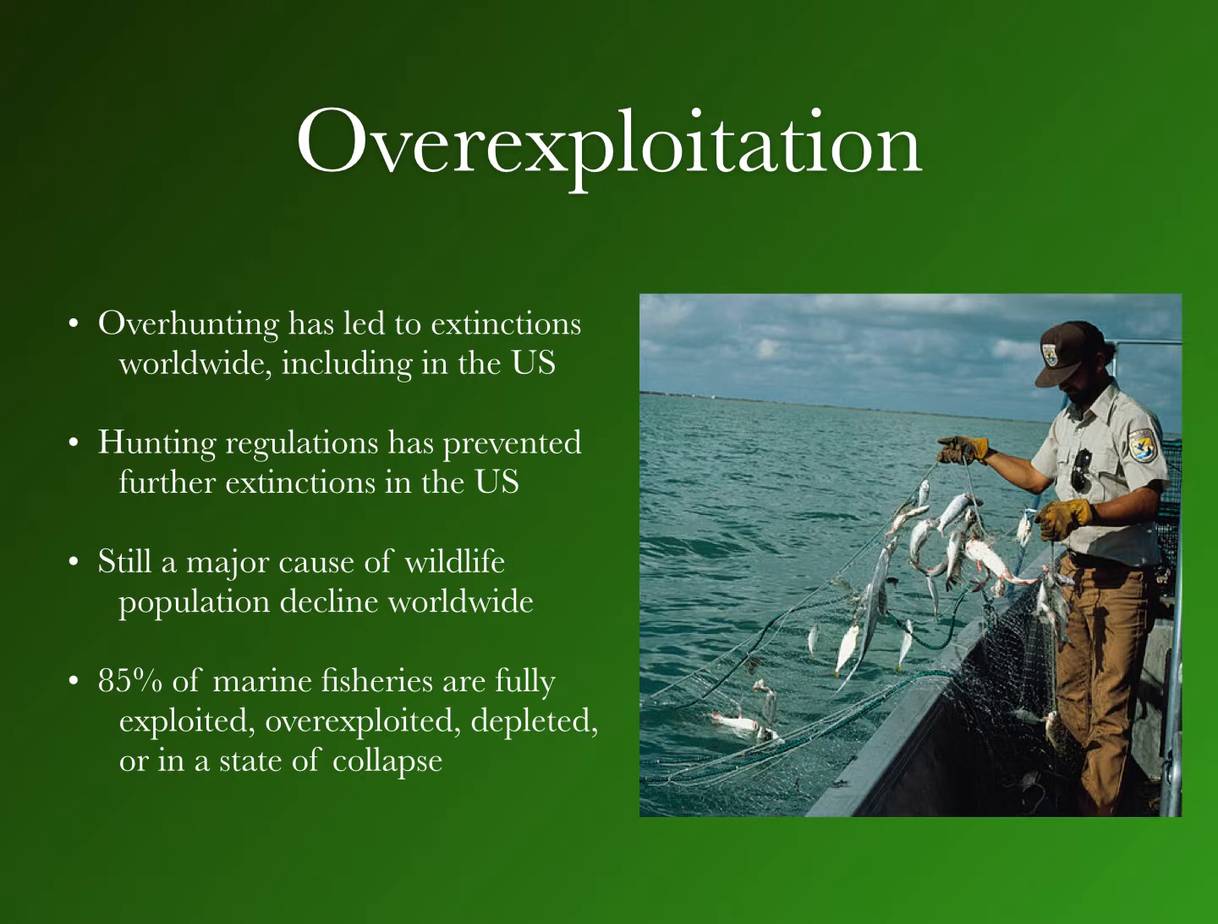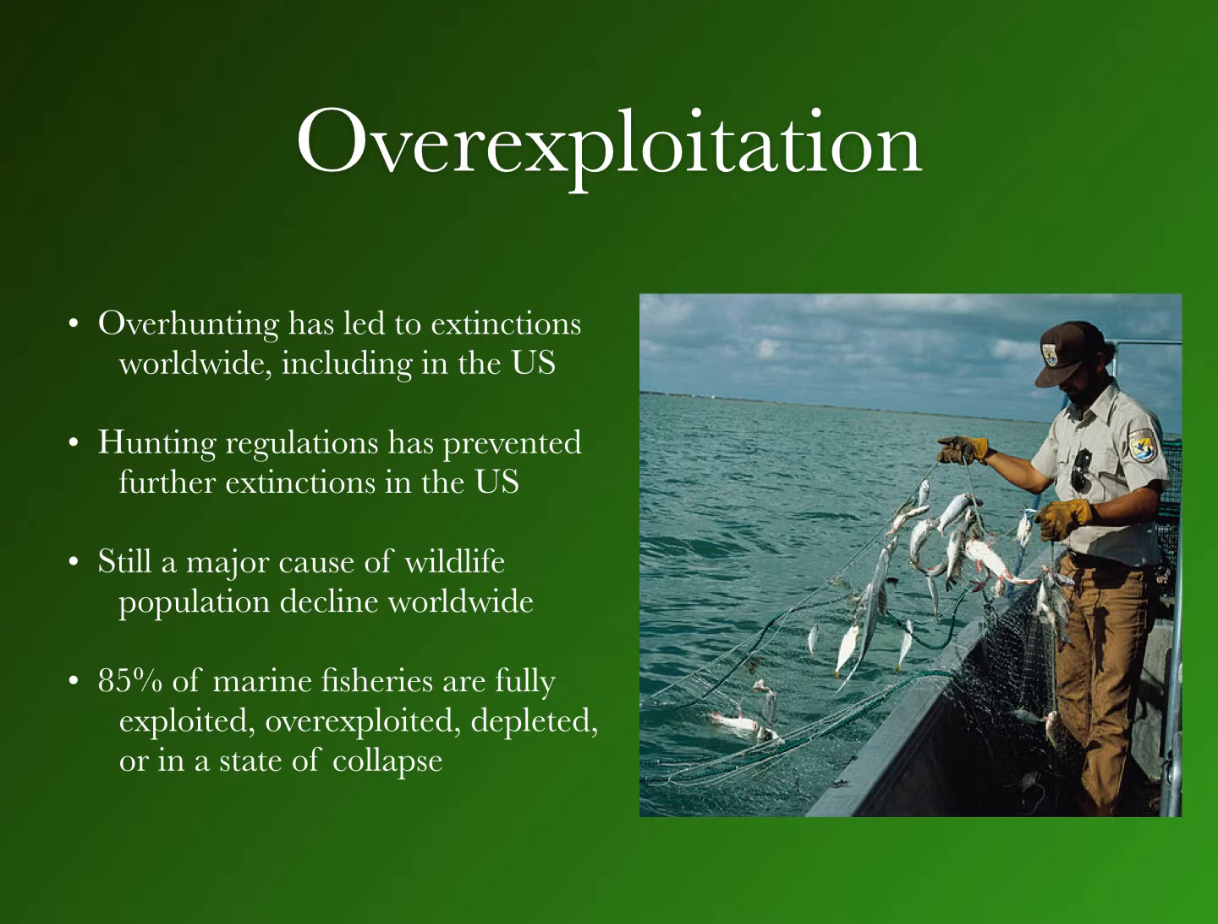Another major cause of fish and wildlife population decline is overexploitation. A tragic example from American history is the extinction of the passenger pigeon. These birds once covered the sky by the millions. Incredibly, in just a few short decades of hunting, this species was driven to complete extinction. In the U.S., hunting regulations kept other species from going the way of the passenger pigeon, but overhunting continues to be a major threat to species worldwide.